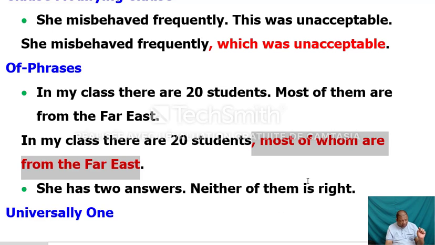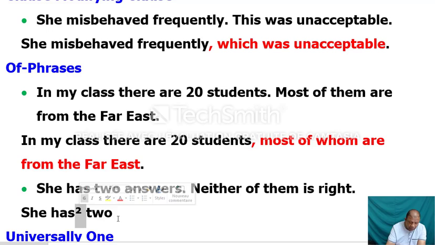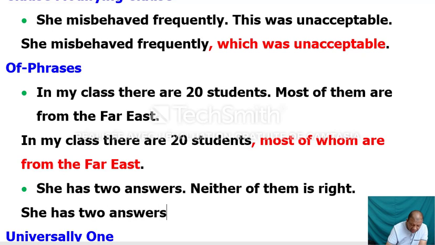Here I want you to pay attention. In this of phrase we put either whom or which, not more, just whom or which. When you are speaking about people, you use whom. When you speak about animals or objects, you use which. Therefore, she has here two answers. Neither of the two answers. Therefore, it becomes, she has two answers, comma, neither of which is right.